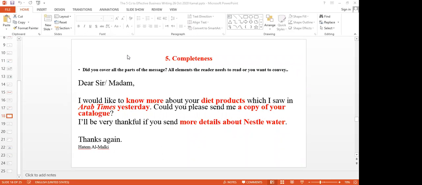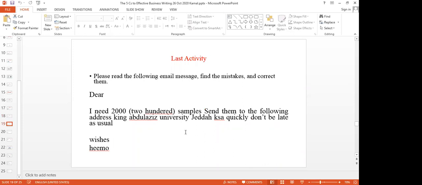As an example, now I want you to look at one email, if you don't mind, a very short email. Please read the following email, find the mistakes according to what we explained, and correct them. If you don't mind, please take 1 or 2 minutes, read, and tell me what's wrong with this communication. Can you see any clarity, conciseness, correctness, completeness, courteousness in this email or not?